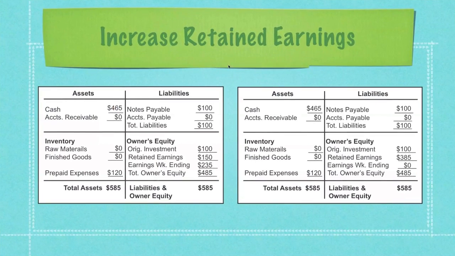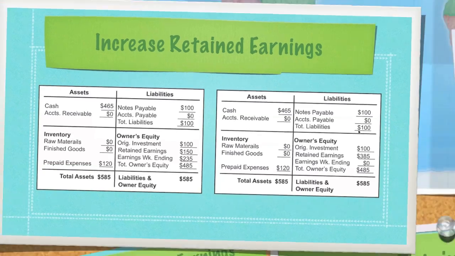To increase your retained earnings, you want to do this at the very beginning of all of your new transactions that will occur. You just take your earnings week to date, which was from the previous changes to your balance sheet, and roll those up into retained earnings. And you can see right here, I zeroed this part out, and this equals out to 385, but both the liabilities and the assets are still the same because we really didn't change anything.